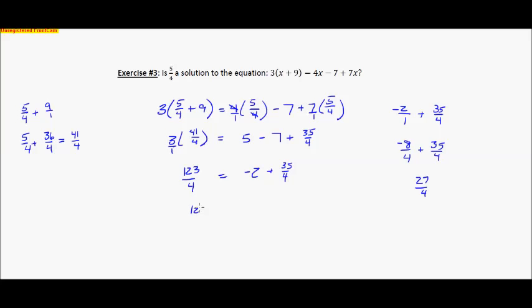Okay, so I'm going to copy this 123 over 4 down and get 27 over 4 over here. And obviously those two are not equal. Alright, so my answer would be no. That is not a solution to the equation.